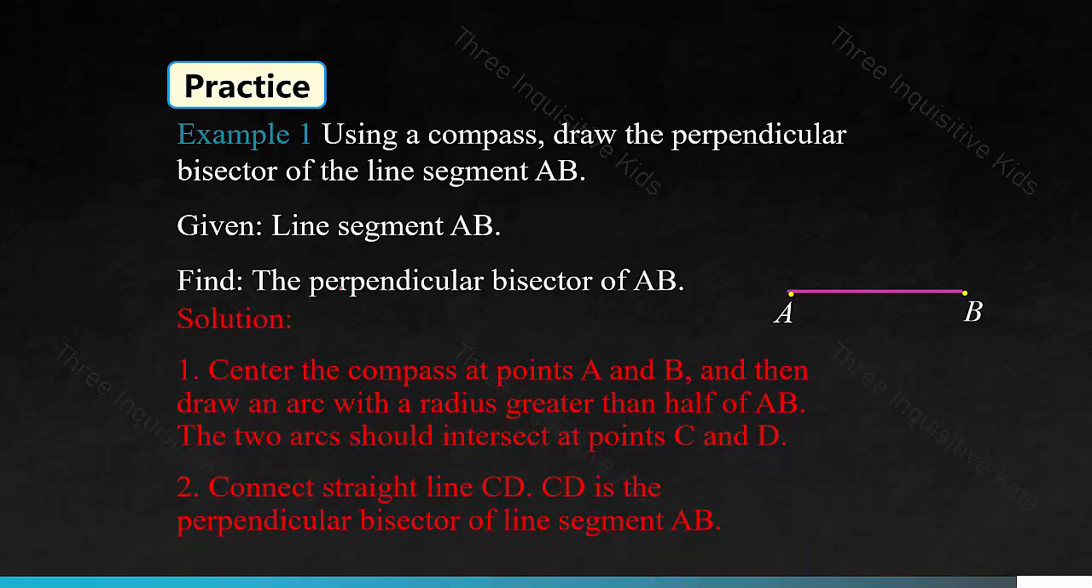Here's the solution. You first center the compass at points A and B, and then you draw an arc with a radius greater than half of AB. The two arcs should intersect at points C and D. So this point and this point. And connect straight line CD. You can connect them together. CD would be the perpendicular bisector of line segment AB. When you are drawing all of these arcs, you have to keep the radius of the compass the same.